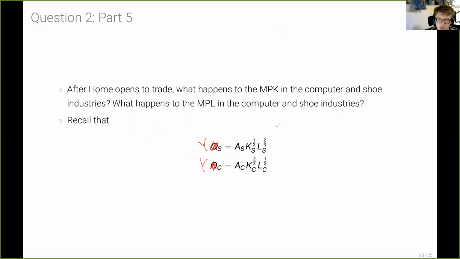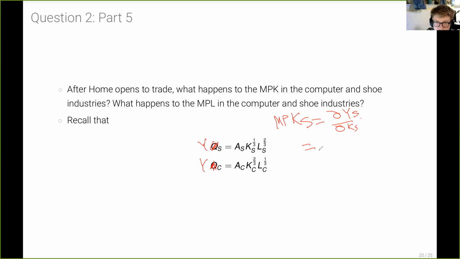basically from lecture, suppose that I want to figure out the marginal product of capital in the shoe industry. Well, what I'm going to need to do is take the partial derivative of the production function for shoes with respect to capital employed in the shoe industry. Okay, and so what's that going to be? Well, essentially what I'm going to do is pull down this exponent 1/3 here and multiply everything out in front, and then subtract 1 off the exponent here. That's how you would do this partial derivative in this case.